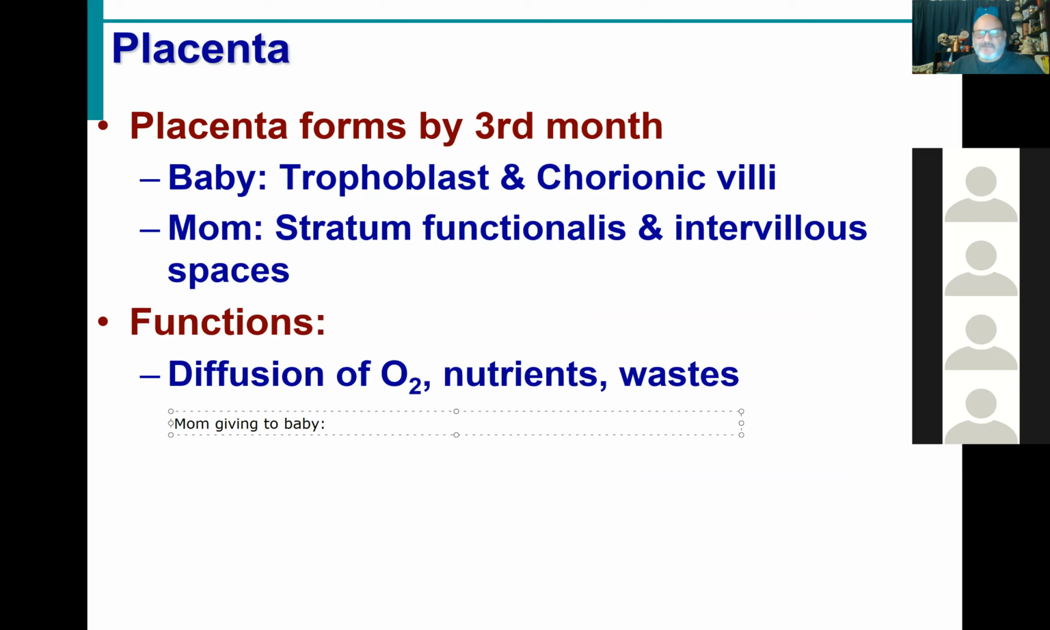Oxygen and nutrients. Okay, excellent. Anything else? I'm asking the question, so of course the answer is yes. So what else might mom provide for baby via the placenta?